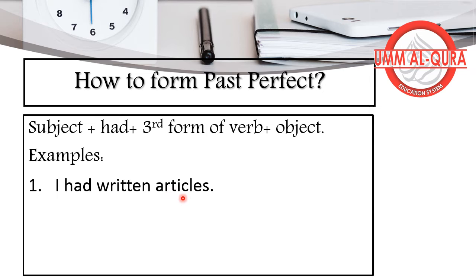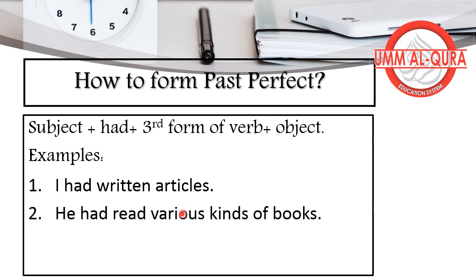I had written articles. I is the subject, had is the helping verb, written is the third form of verb of write, and articles is the object. He had read various kinds of books, and the last one is they had played football.